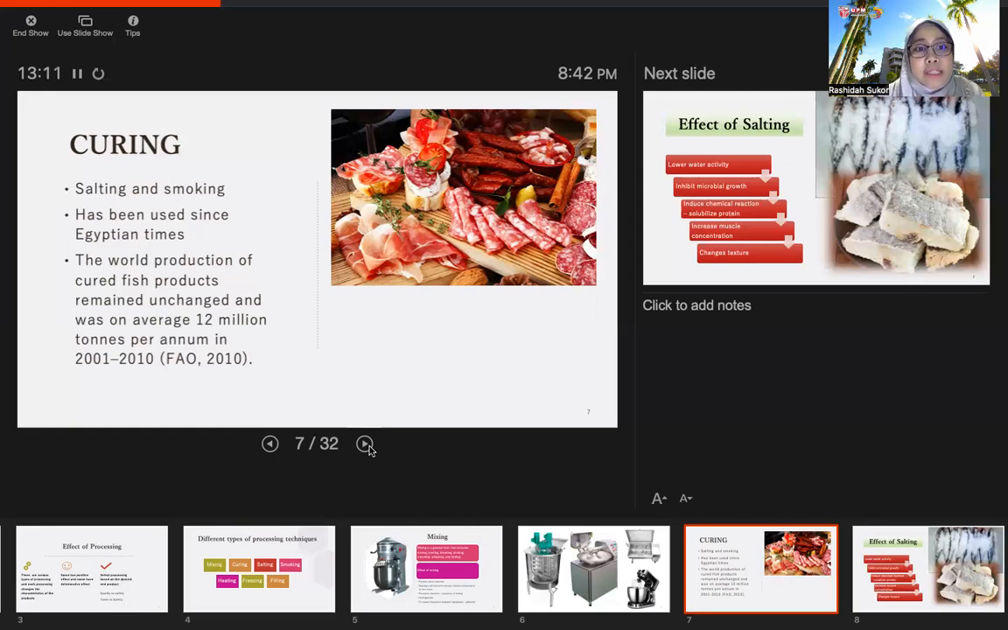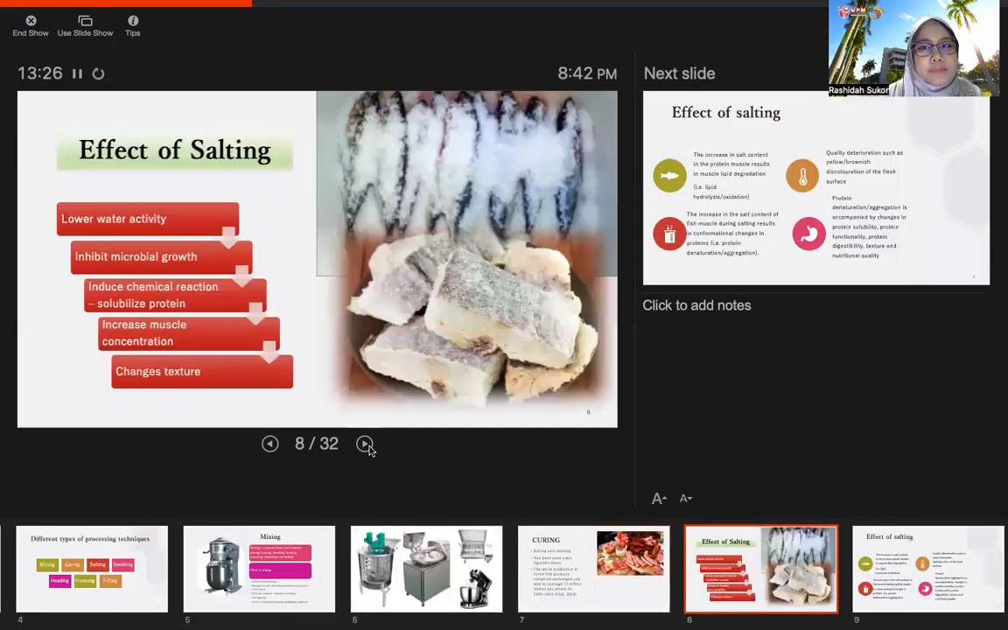According to FAO in 2010, the world production of cured fish products remained unchanged at an average of 12 million tons per annum between 2001 and 2010. So you see that these cured products have a high market value in industries and also consumer products.